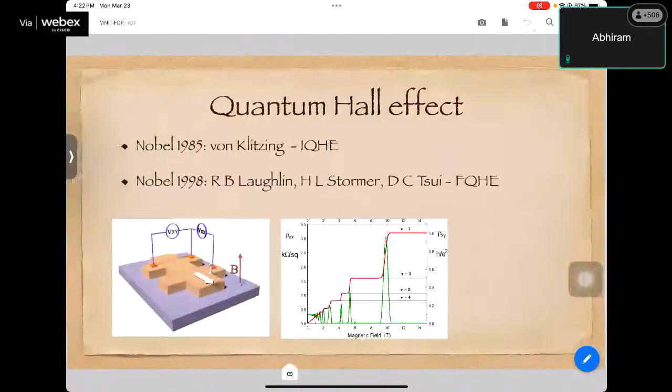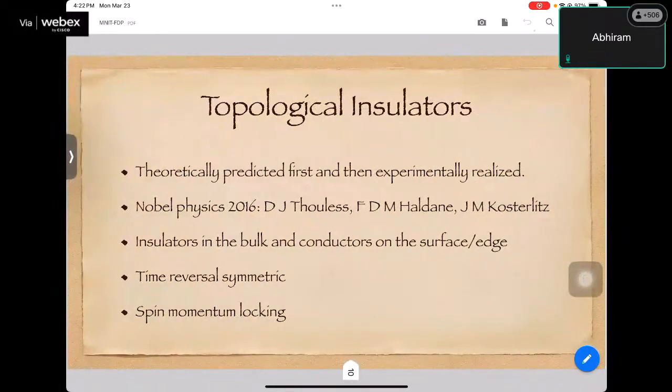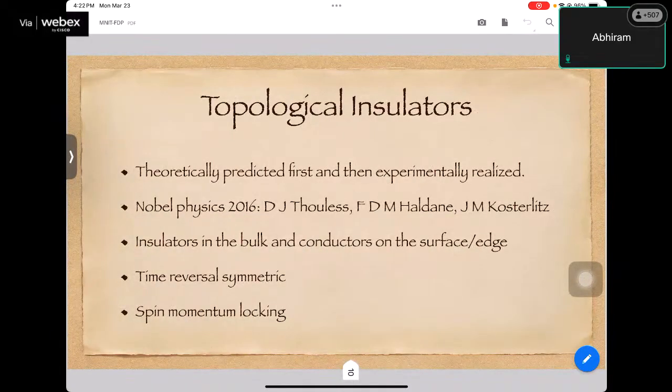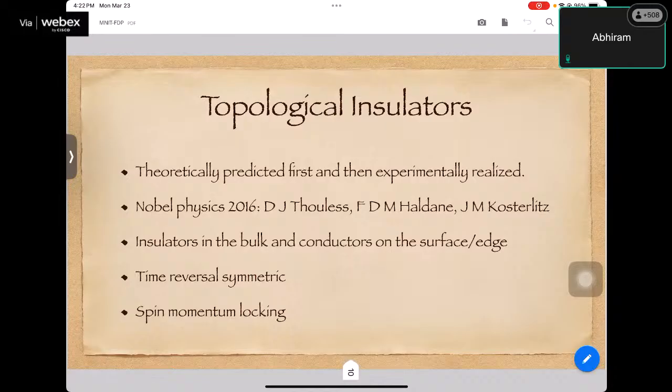Okay, so this quantum Hall effect I talked about. The next is topological insulators. So what are these materials? These are basically materials that are insulators in the bulk, but on the surface they are conducting. This area of topology in physics won the Nobel Prize in 2016. These three people, Thouless, Haldane, and Kosterlitz, won the Nobel Prize in 2016 for pioneering this area of physics.